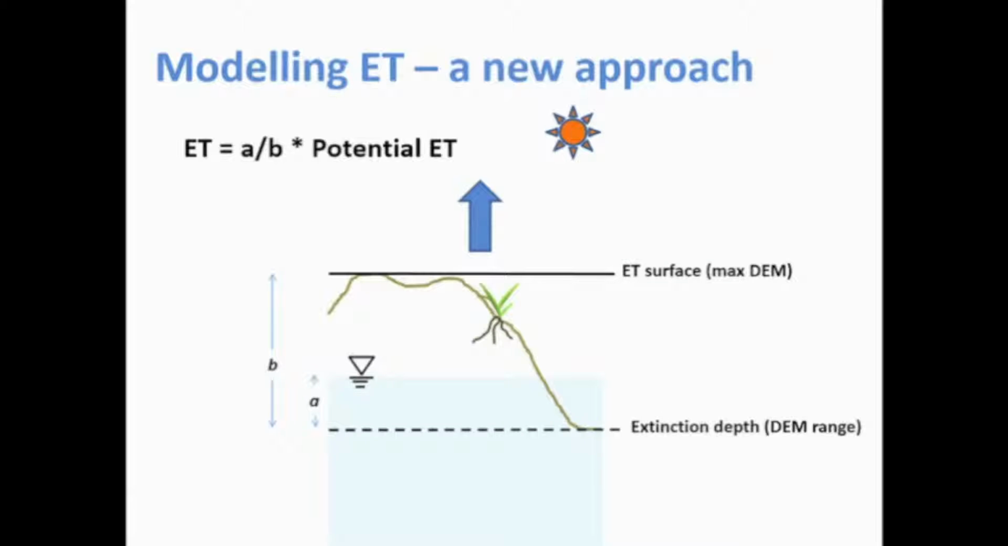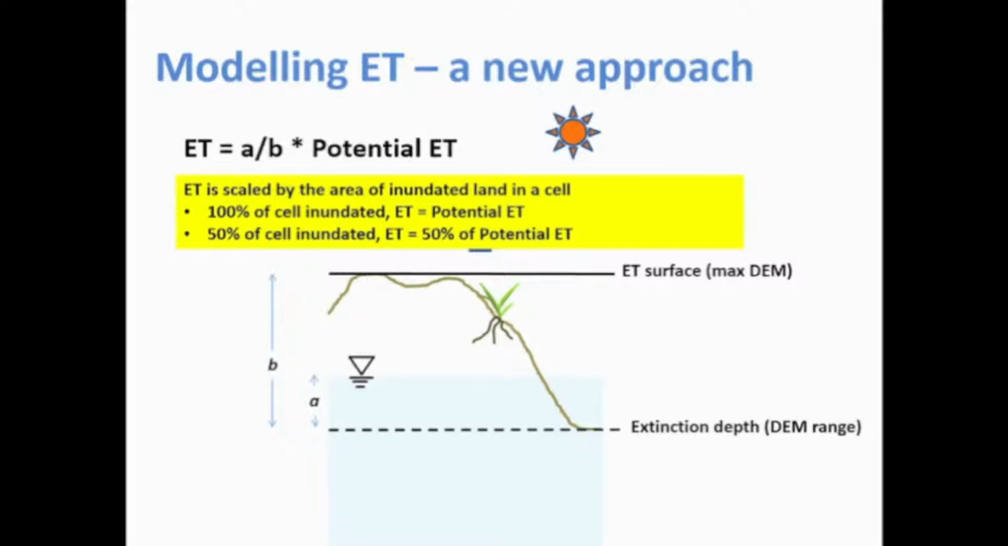In order to overcome the uncertainty associated with this issue, we're using a new approach to modelling ET within MODFLOW. Here we set the ET surface as the maximum DEM within a groundwater model cell, the extinction depth as the DEM range in a groundwater model cell. And what this means in reality is that our calculated ET is scaled by the area of inundated land within each groundwater model cell. So if the cell is completely inundated, our ET equals the potential ET. If it's half inundated, the ET is half of the potential ET. So this is the way we represent ET in the majority of the model domain.